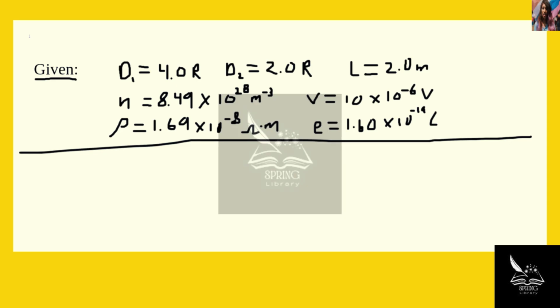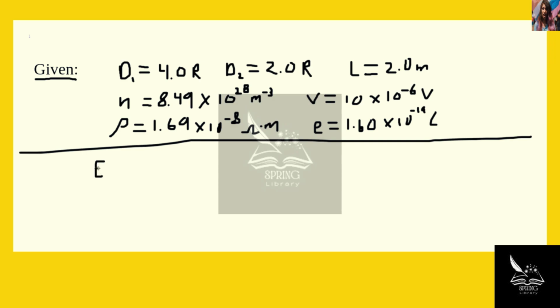Our question wants us to consider a wire which is broken into section 1 and section 2 based upon figure 26-29. Section 1 has a diameter D1 which is equal to 4.0 R, and section 2 has a diameter D2 which is equal to 2.0 R. It says the wire is copper and it's carrying a current.